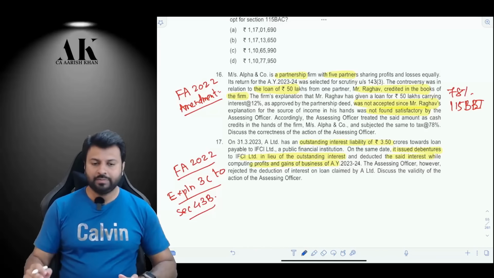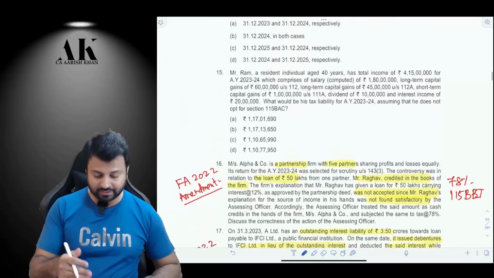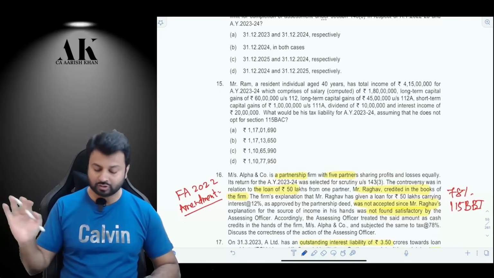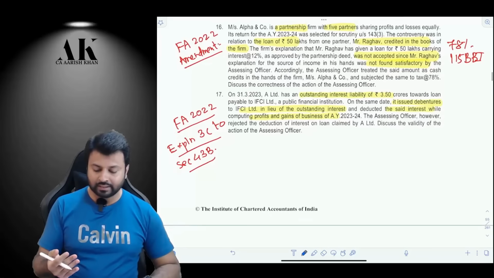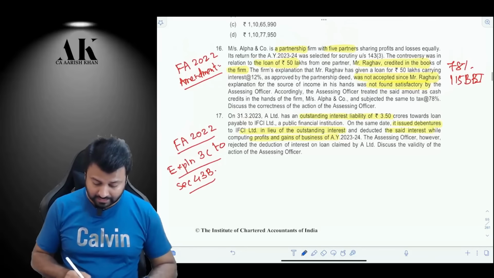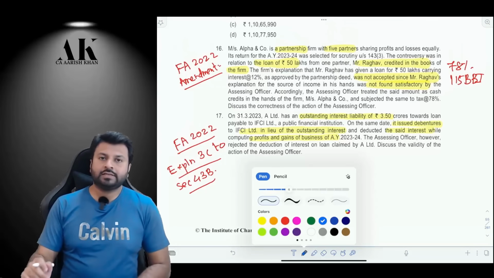So let's move on to the RTP May 2023, and in this RTP the first 15 questions are MCQs, which I have already discussed and put on YouTube. You can check in full English also. So I'm interested in explaining and revising the descriptive questions over here. First question is question number 16, which is based on a Finance Act 2022 amendment.